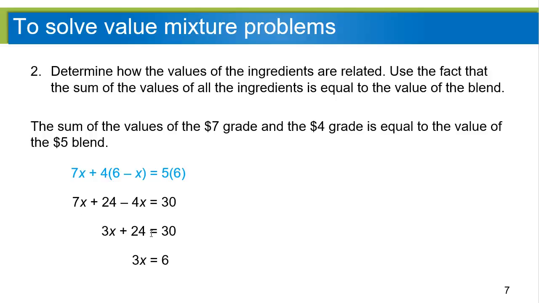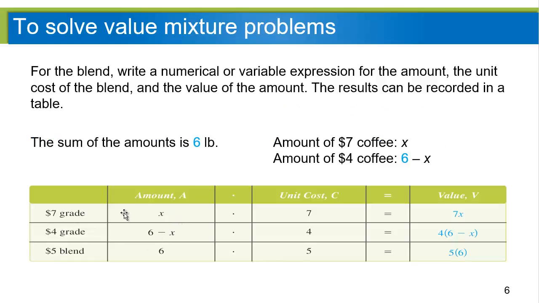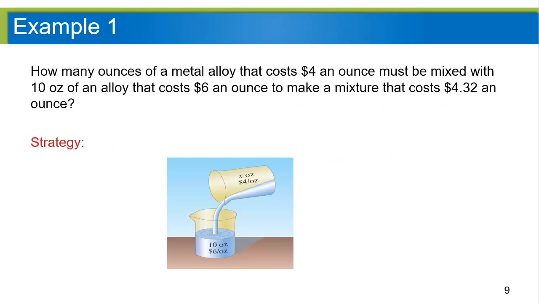Combine like terms, 3x plus 24 equals 30. Subtract 24 from both sides, 3x equals 6. Last step, divide by 3, x equals 2. And then of course 6 minus x is 6 minus 2 equals 4. So if we go back up here, we're going to have 2 pounds of the $7 coffee and 4 pounds of the $4 coffee. It's that simple, guys, right? So the table trick is a great trick for figuring out these types of things. All right, how about another one?